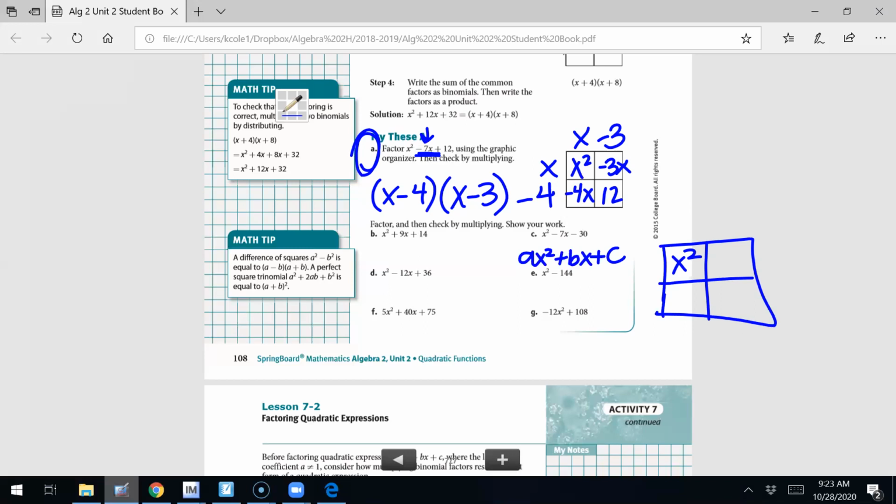Thank you. What a headache. What goes in the last box? Negative 144.